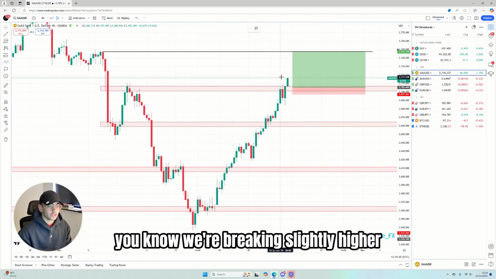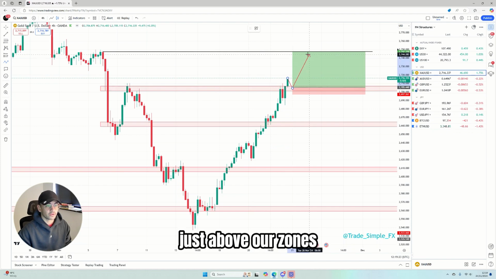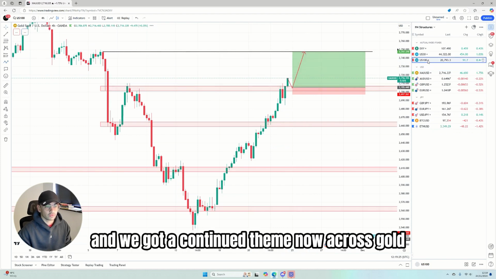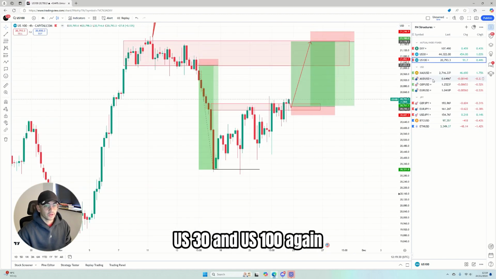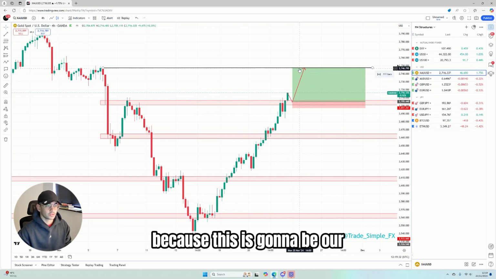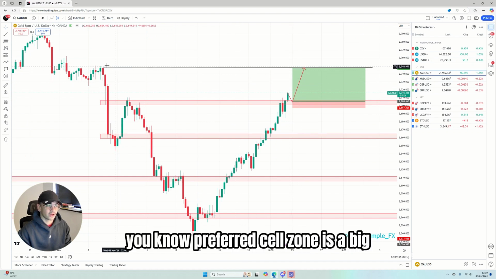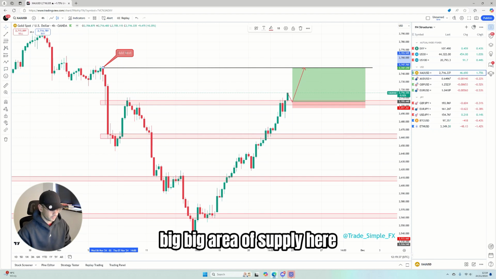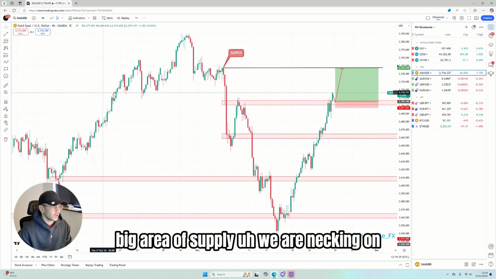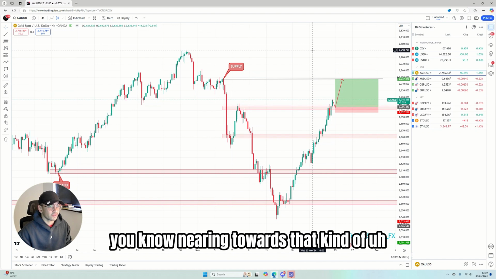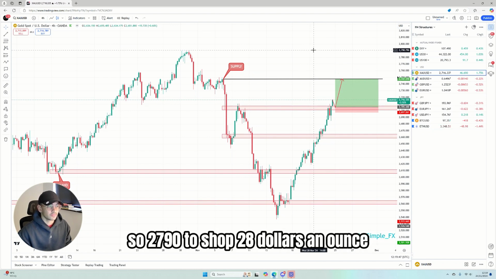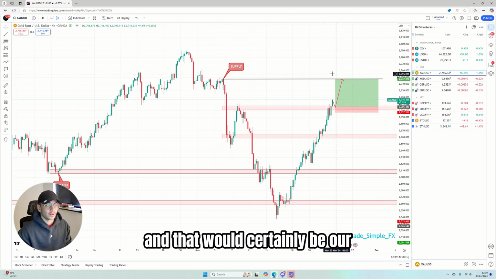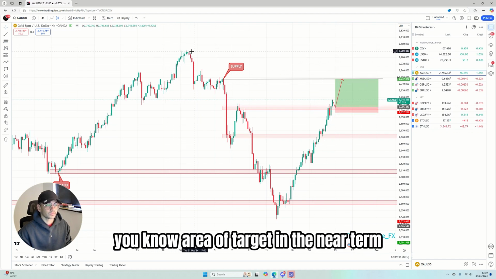So again, we're breaking slightly higher just above our zones, and we've got a continued theme now across gold, across US 30 and US 100. So again, let's see what happens as markets open, because this is going to be our preferred sell zone. This is a big, big area of supply here. We are nearing that all-time high price, so $2,790, just shy of $2,800 an ounce. That would certainly be our area of target in the near term.